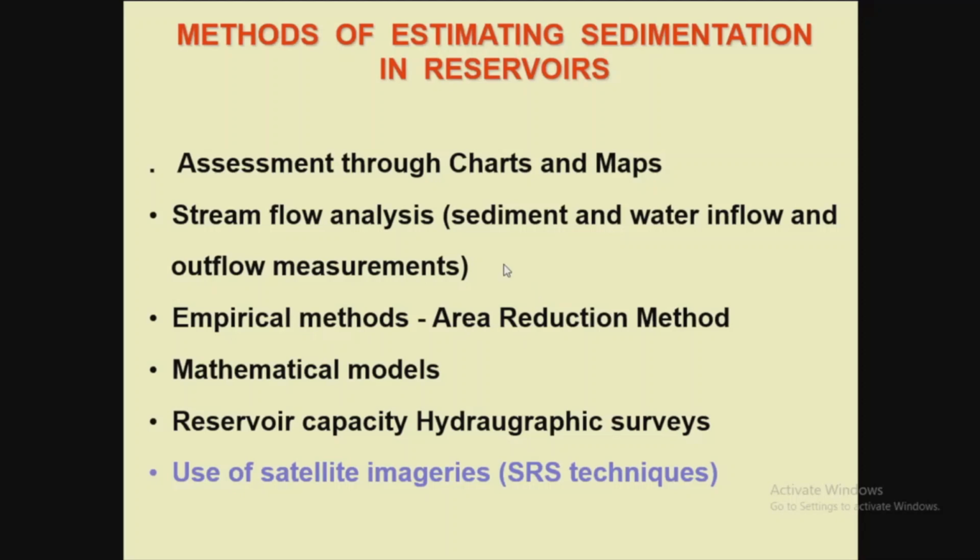And next is reservoir capacity through hydrographic survey. The spelling is, I think, mistaken. Hydrographic survey means it is done through a boat. You have to go and carry out the survey, and I'll tell you how to do that in short. And last, which is very important for students, is the use of satellite imageries, or the RS technique. Among all these methods, the RS technique is the simplest, I can say, which can be carried out without going to the field.